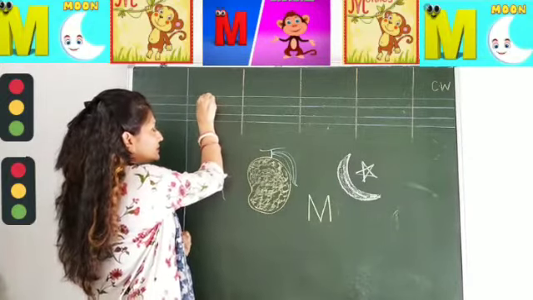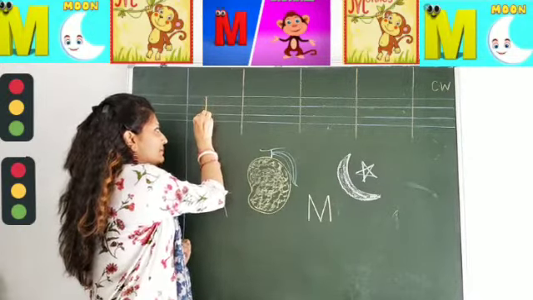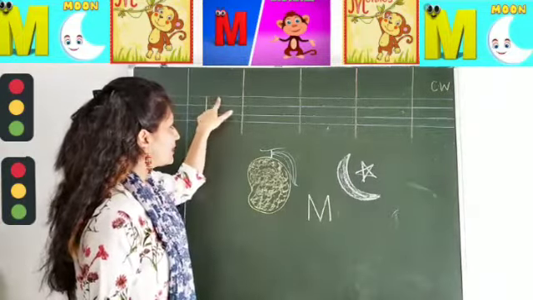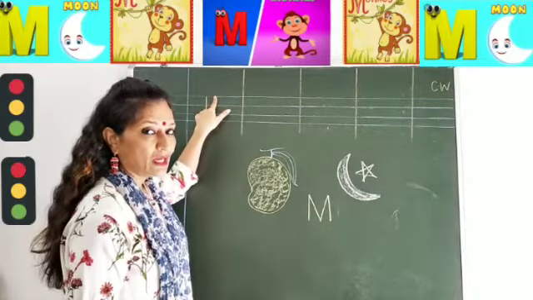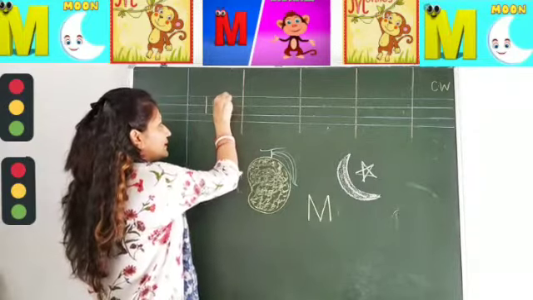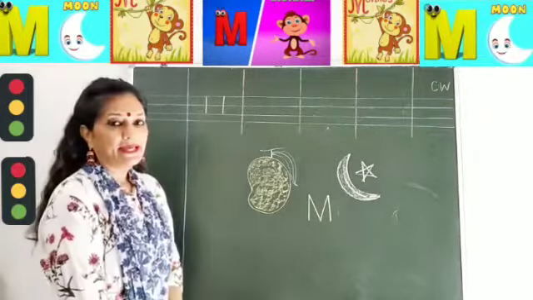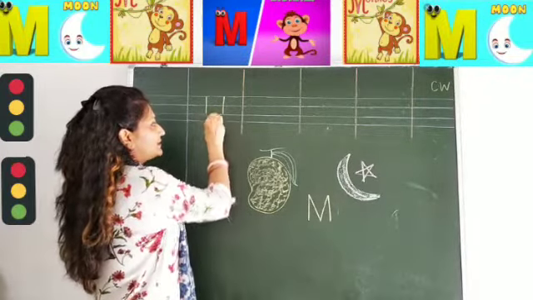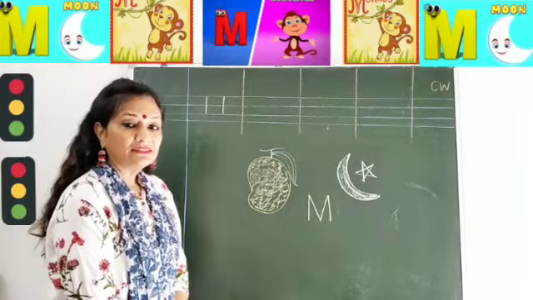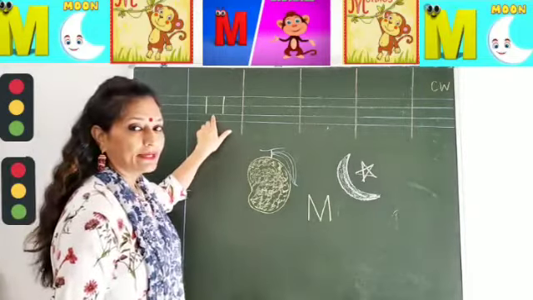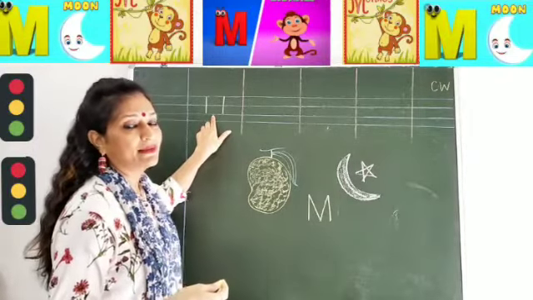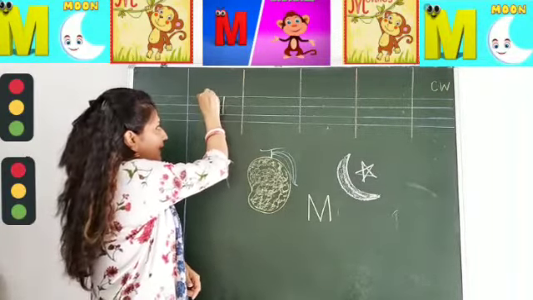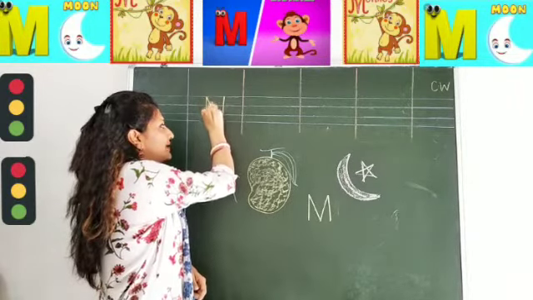Now children, I will make a standing line for M. Right? This is a standing line. Leave some space in between. Thodi jagah chhodna hai. And you will make another standing line like this. And put a dot here in the center on the second blue line. Yahan pe dot lagayenge jisse aapko aasani hogi M likhne ke liye. And then you will go up on this top red line and come down with a slide here.